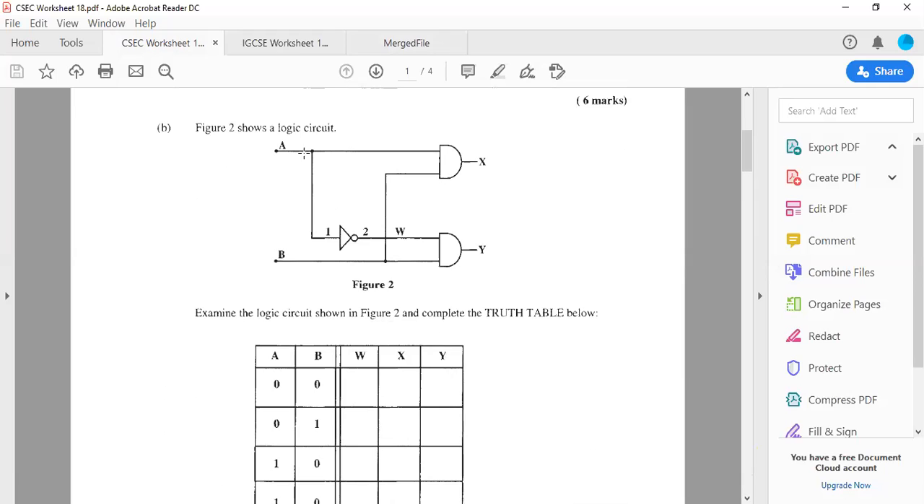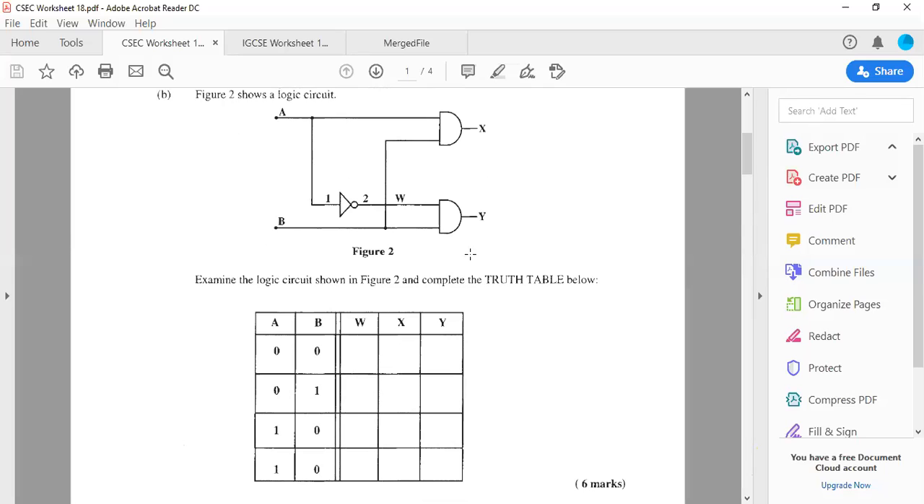Figure 2 shows a logic circuit. You have an input of A that goes into X and B goes into X as well. But A now goes into a NOT gate and becomes W, and it goes to your other gate, and B goes to this gate. The output is X and Y. These two types of gates are what type of gates again? Anybody? Both of them are the same thing. What type of gates are these? Anyone? Good, AND gates. Excellent.